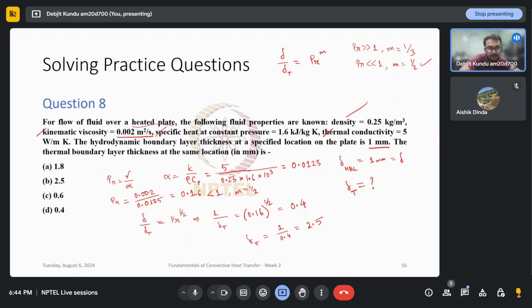Okay, so this is the procedure. Any questions on this? Simple, right? You just needed to check the Prandtl number. On that, the value of m would depend. Okay, cool. So let's move along.